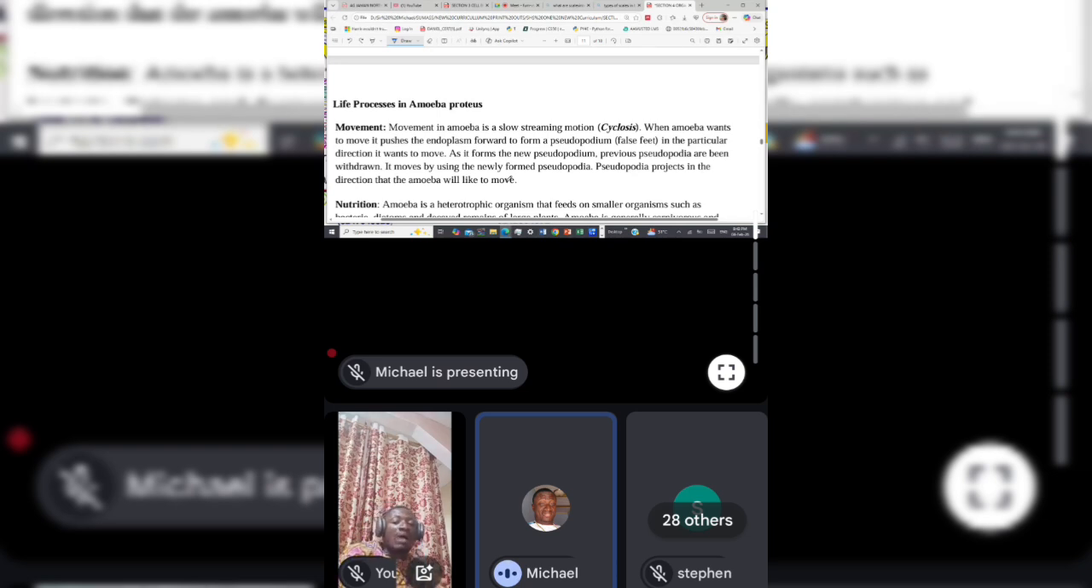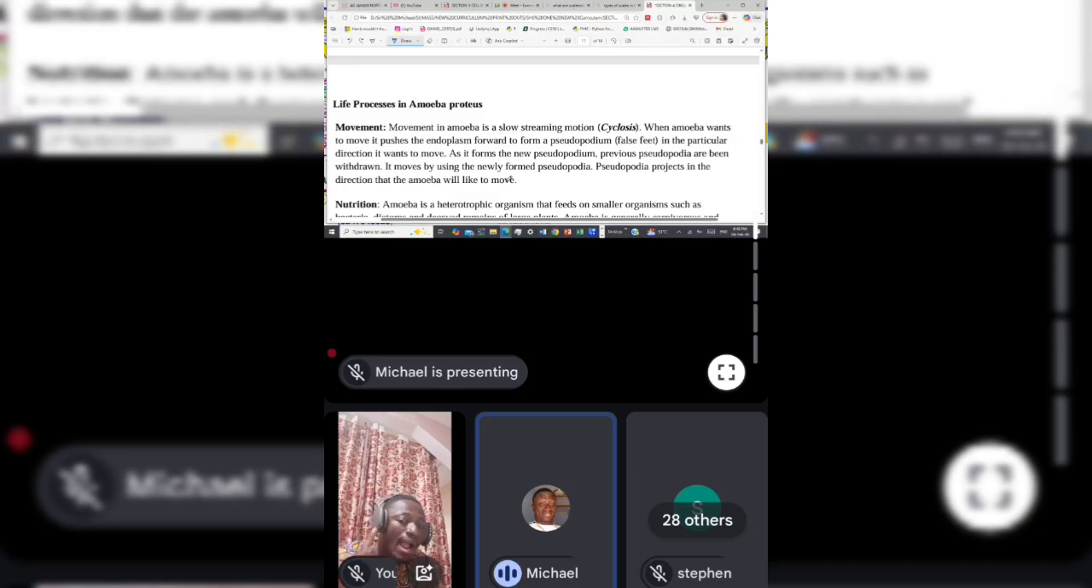Now, why does the amoeba want to move? It is moving away from harm or it is moving towards food. So how does it feed? It feeds by phagocytosis. So the endoplasm extends to the direction of food. The cytoplasmic content moves towards that direction. This causes the extension of the cell membrane, forming what we call pseudopodia. Now the pseudopodia moves around the food. It engulfs it and forms a food vacuole.